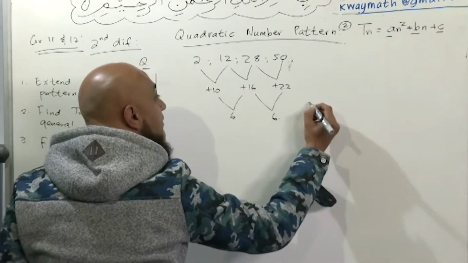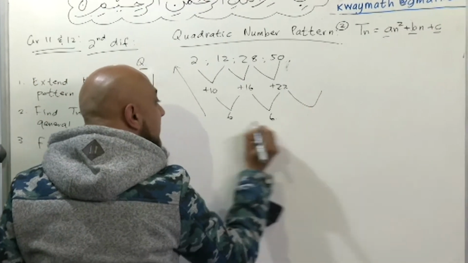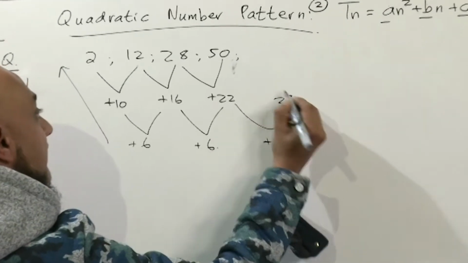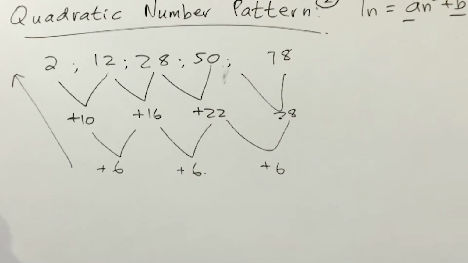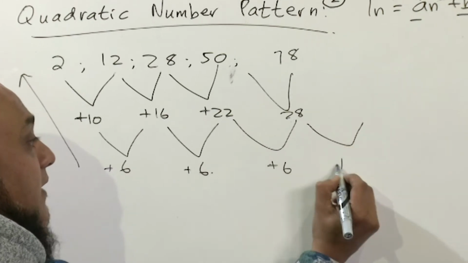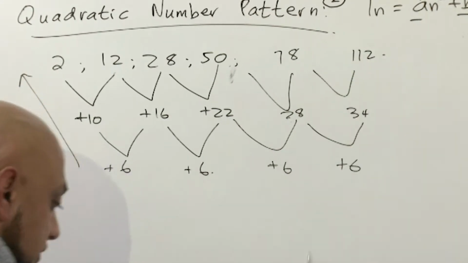So you start from the bottom up. So let's go. 22 plus 6. Remember, plus 6, plus 6. 22 plus 6, 28. 50 plus 28, 78. There we go. We've extended by 1 more term. We want to extend by 1 more term. So 28 plus 6, 34. 78 plus 34, 112.